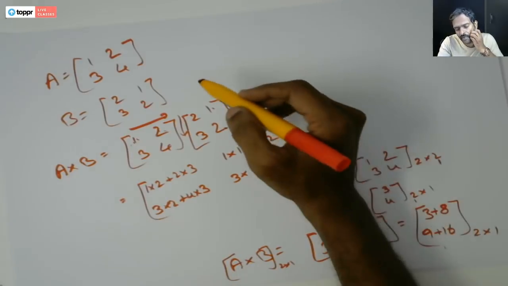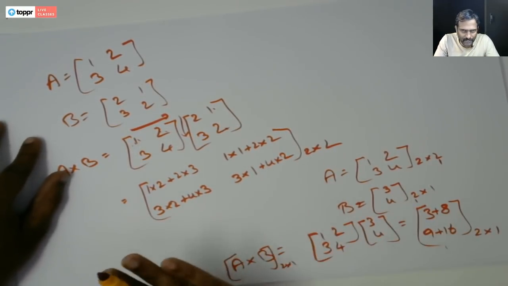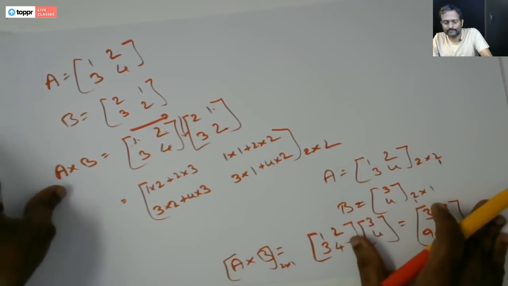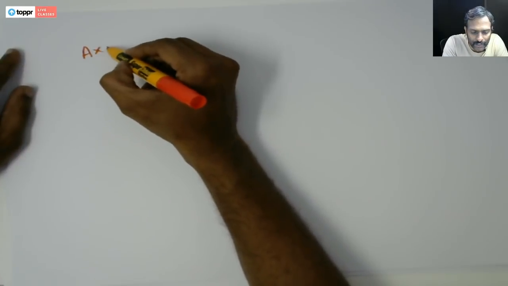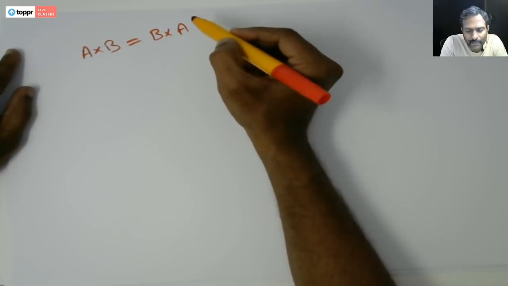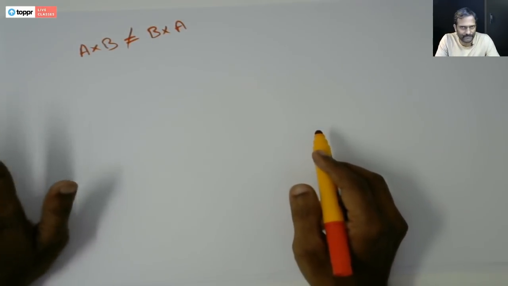So whenever you want to multiply matrices, you have to check whether the number of columns of the first matrix is equal to the number of rows of the second matrix or not, right? Now let us talk about the properties of this multiplication. You can clearly find when you do A multiplied by B, it is not always equal to B multiplied by A. This is not always possible. Matrix multiplication is not commutative.